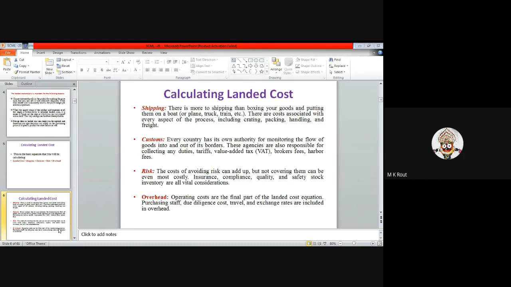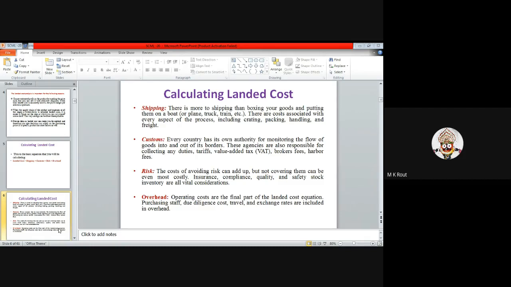Then moving to the next part, risks. In case of risks, the cost of avoiding risks can be added to your landed cost, but not covering them can be even more costly. For example, insurance, compliance, quality, and safety stock inventory are all vital considerations.